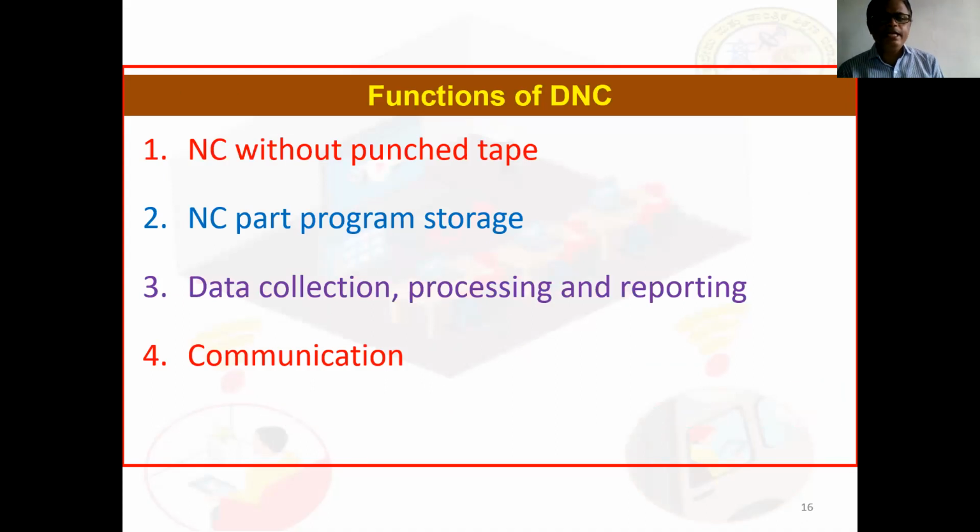Now, why is DNC used? Following are the functions of DNC. You can call DNC an NC machine without the punched tape. No punched tape is used. And NC part programs are stored; that storage capacity is there in DNC. Then data collection, processing and reporting is there. Then communication, which takes place in real time. So these are some of the functions of DNC.